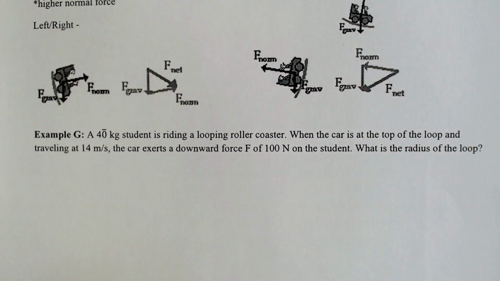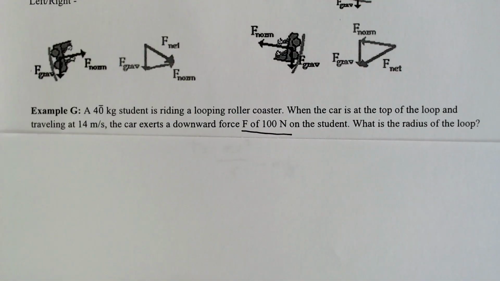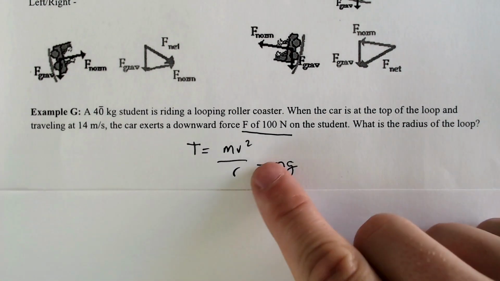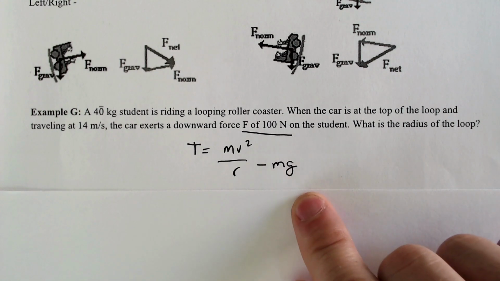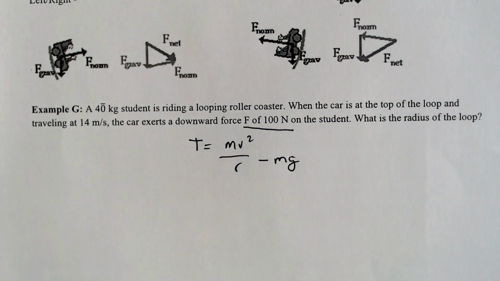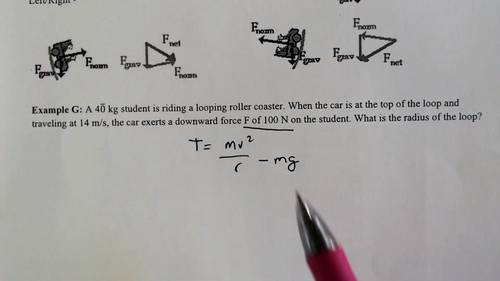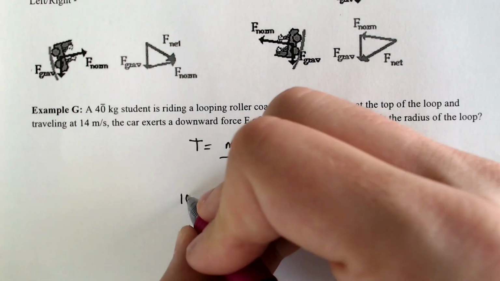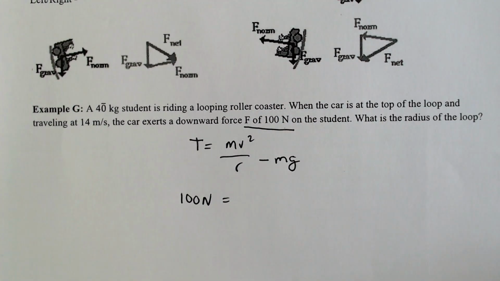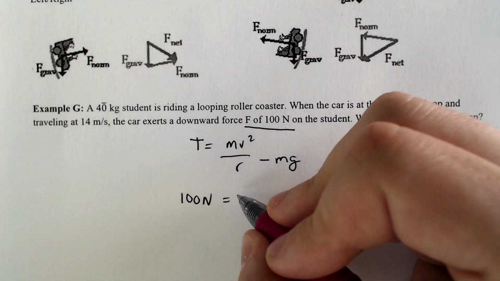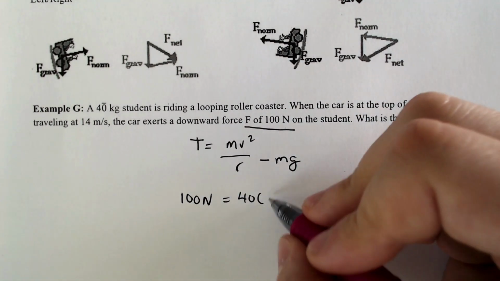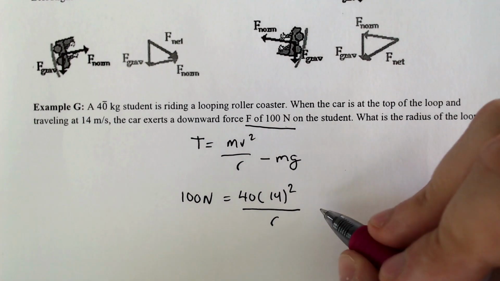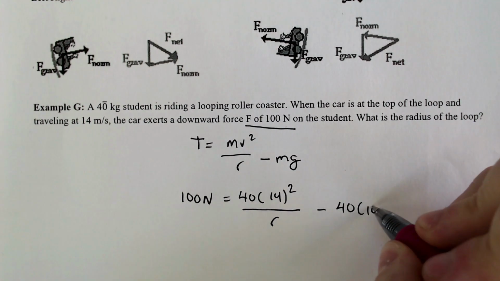So we're just using the same idea that we had before. And that idea would be that we could take the tension is equal to mv squared over r minus mg again. But this time, instead of finding the exact stuff that we had before, we can plug in the tension. We know that downward force, that tension force, is 100 newtons. Would be equal to, the mass is 40, the velocity is 14 squared, divided by the radius, we're looking for the radius, and then minus 40 times 10.